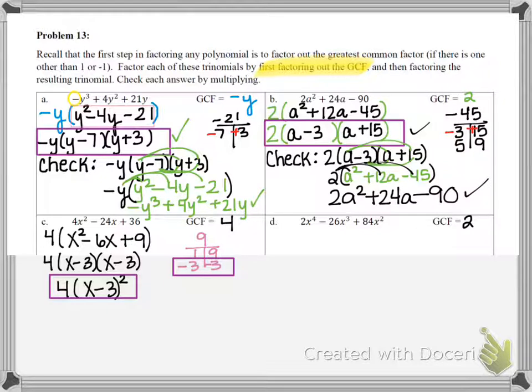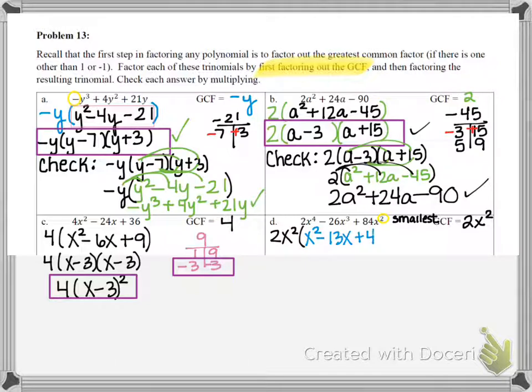And finally, let's look at part D. The terms all have a 2 in common, but they also have x squared in common. Now, if you're wondering how I knew it was x squared, when all the terms have the same variable, you look at the smallest power available. So in x to the fourth, x to the third, x squared, 2 is the smallest power. So whatever that smallest power is, that's going to be the power that's part of your GCF. So my GCF is 2x squared.